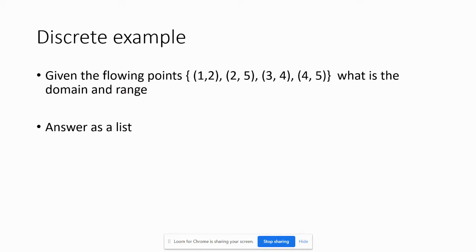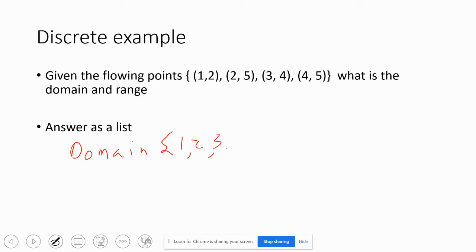Basic example, discrete. Given the following points, (1, 2), (2, 5), (3, 4), (4, 5), what is the domain and range? There's a list, so we want to look at what the domain is. First, the domain is all the input values, the x values. The domain is 1, 2, 3, 4. The range, continue writing it as a list. We just list out the numbers: 2, 4, 5. Put the numbers in order and avoid repeats. The order doesn't matter, but teachers prefer it, and that's the way you'll usually see the answer in multiple choice. Let's go on to the next one.